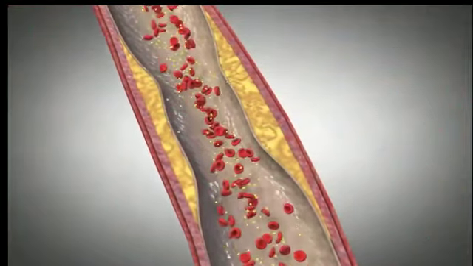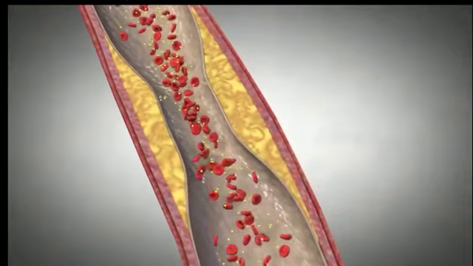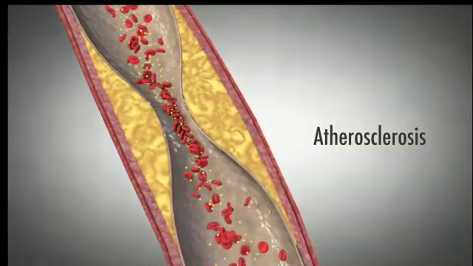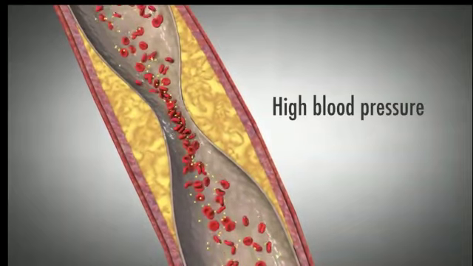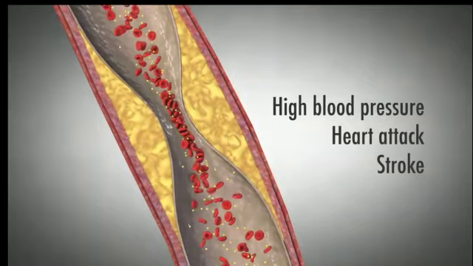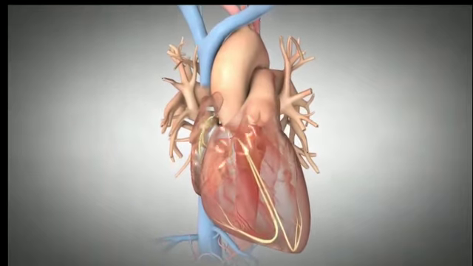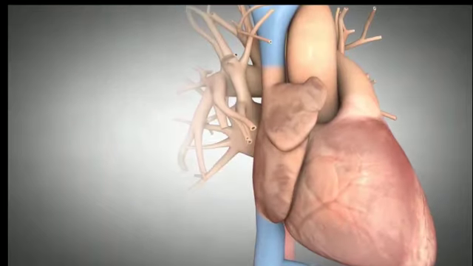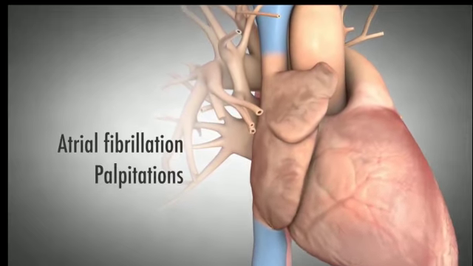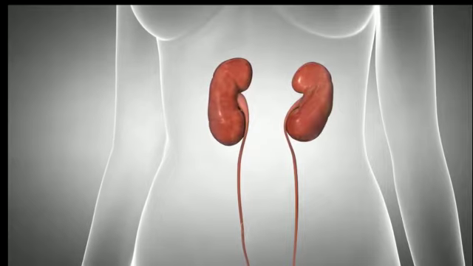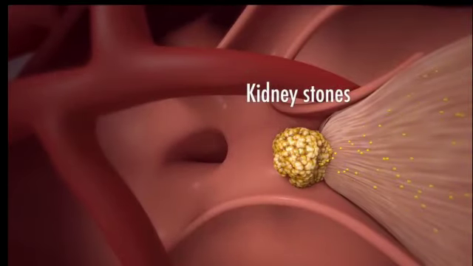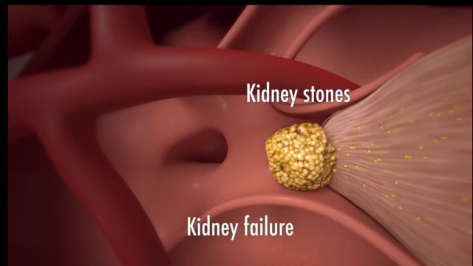The excess calcium can build up in the arteries, increasing atherosclerosis throughout the body. This can lead to high blood pressure and increase risks for heart attack and stroke. The high calcium often affects the electrical system of the heart, causing atrial fibrillation and palpitations. The excess blood calcium builds up in the kidneys, forming kidney stones, and occasionally causing kidney failure.